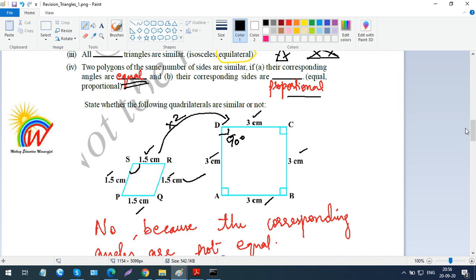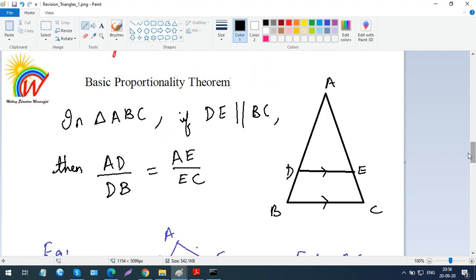Now come to the basic proportionality theorem. So we know that if in a triangle ABC, DE and BC are parallel, I'll be marking it like this, okay? This arrow means that they are parallel. Then AD over DB will be equal to AE over EC. That is what it says. Now based on this, you'll be asked certain problems.